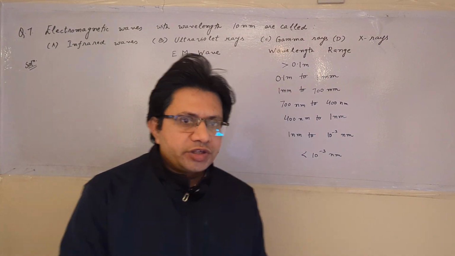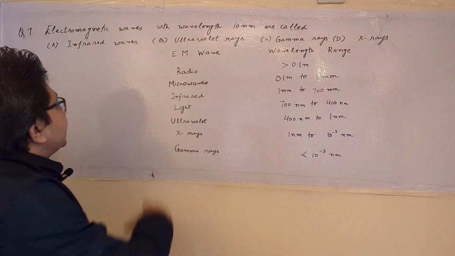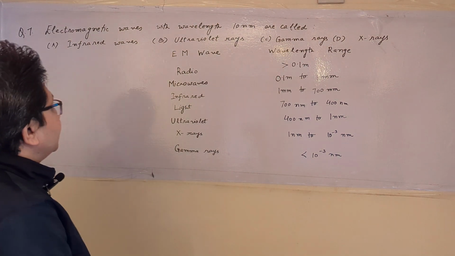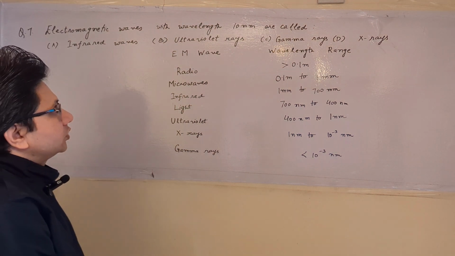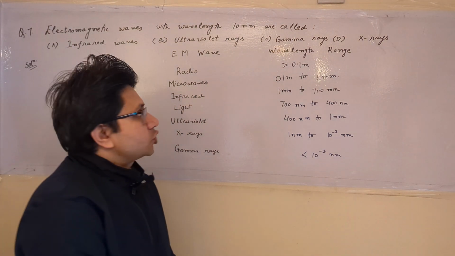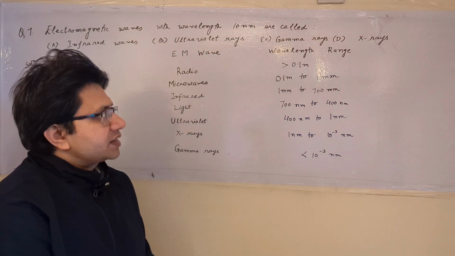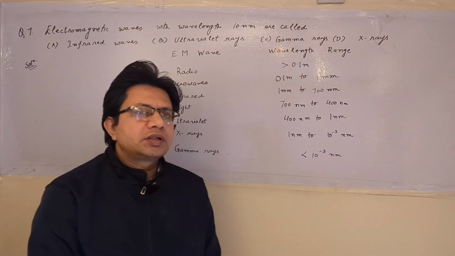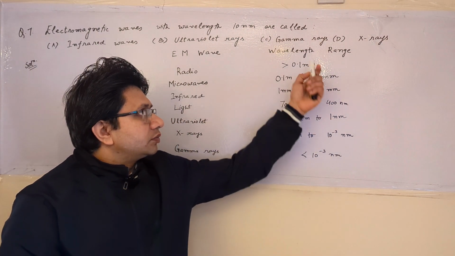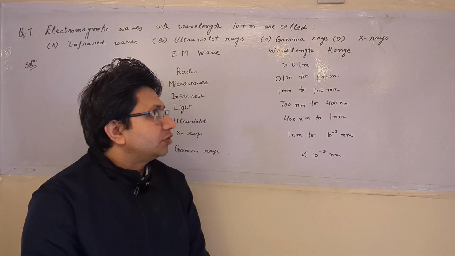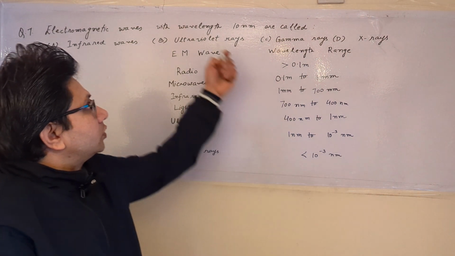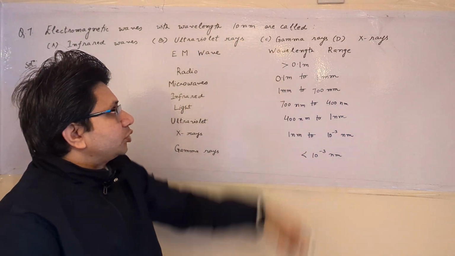Hello students, the question is: electromagnetic waves with wavelength 10 nanometer are called, and the given options are option A infrared waves, option B ultraviolet rays, option C gamma rays, and option D X rays. So the problem is based on the topic electromagnetic waves, and the particular question is asked about the wavelength range corresponding to this particular wavelength, 10 nanometer.